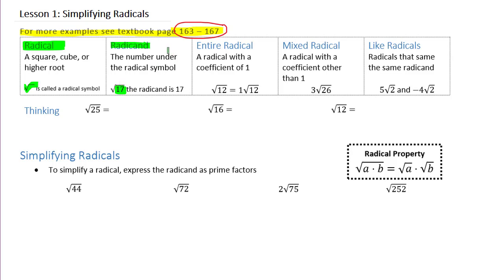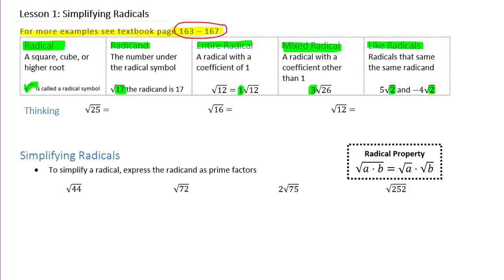Now, let's talk about different kinds of radicals. An entire radical is a radical that has a coefficient of 1. So in other words, the number out front of this radical would be a 1, and whatever's out front is multiplying it. Whereas a mixed radical is a radical that has a coefficient other than 1. So in this case, this is 3 times the square root of 26. And finally, we have like radicals, our final definition. Those are radicals that have the same radicand, so the number underneath the radical symbol or the square root symbol. So in this case, we'd call these like radicals because they're both square root of 2.